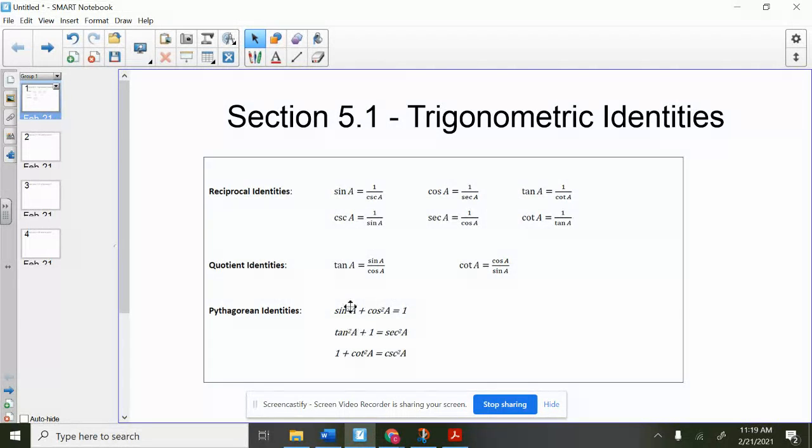And we'll talk in the next video about how I can go from this sine squared plus cosine squared equals 1 to these other two. And we'll also talk about a couple other ones we'll add to it. But these are ones I said on there. You might want to print this off. If you need a copy, let me know. I can print one off for you.